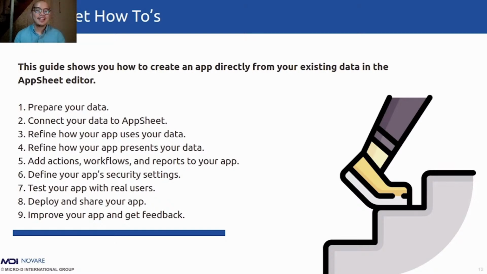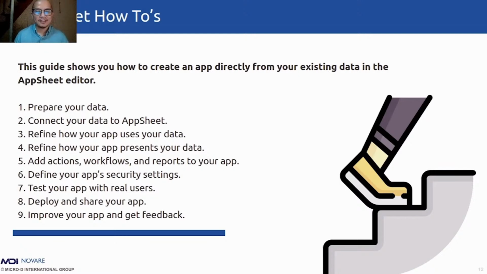And then, step 6 is define your app security settings. So, dito, ituturo ko sa inyo na si AppSheet has its built-in security settings na pwede natin gamitin. Like yung we require the user to sign in before they can use the application.